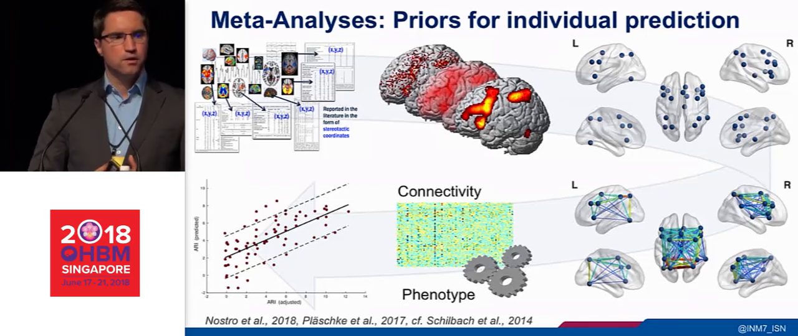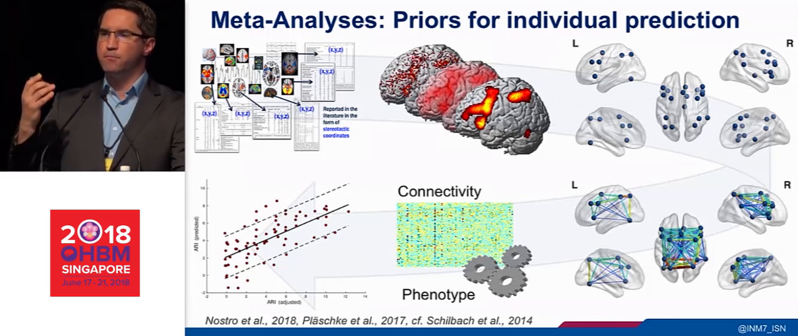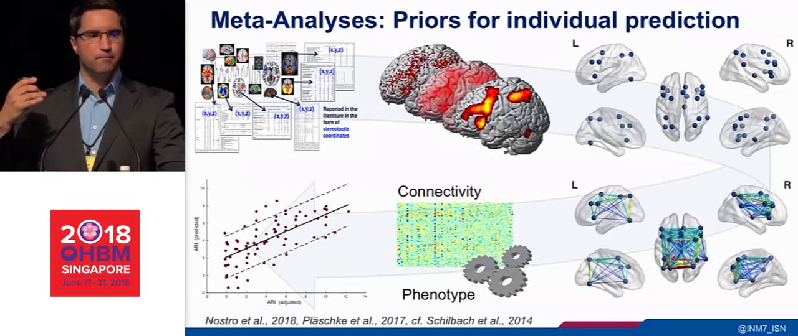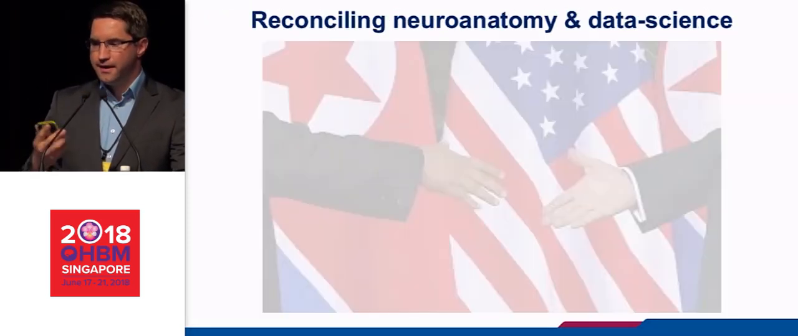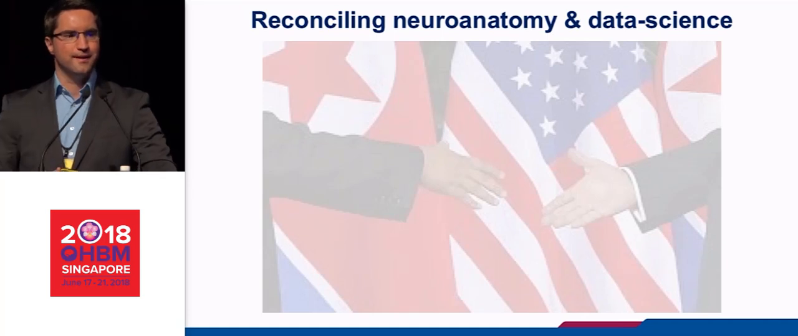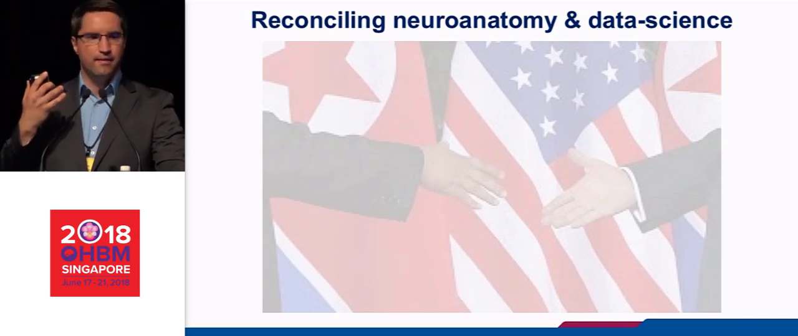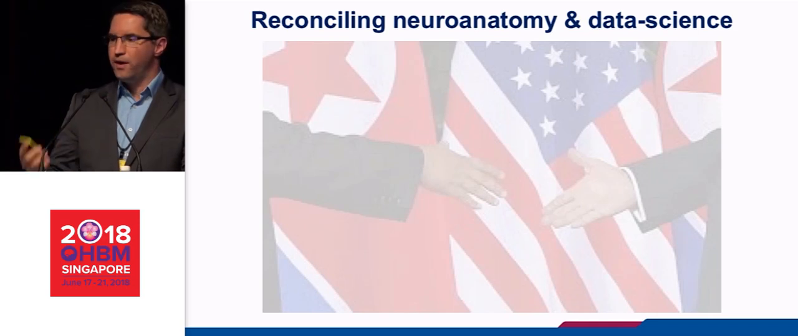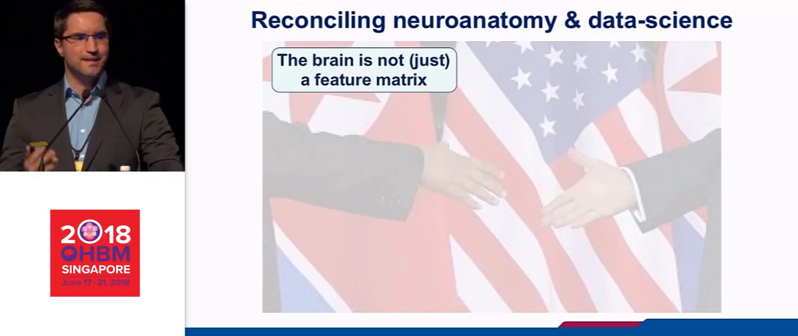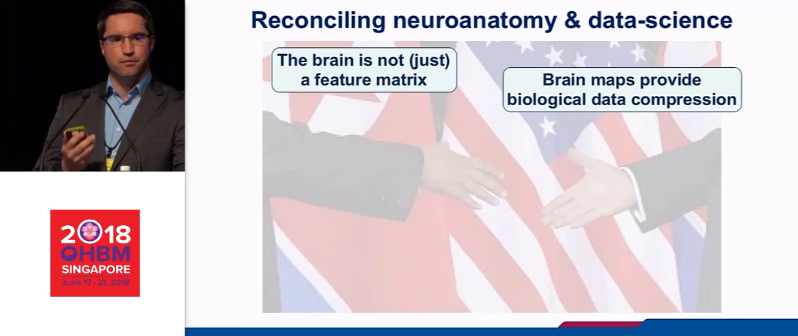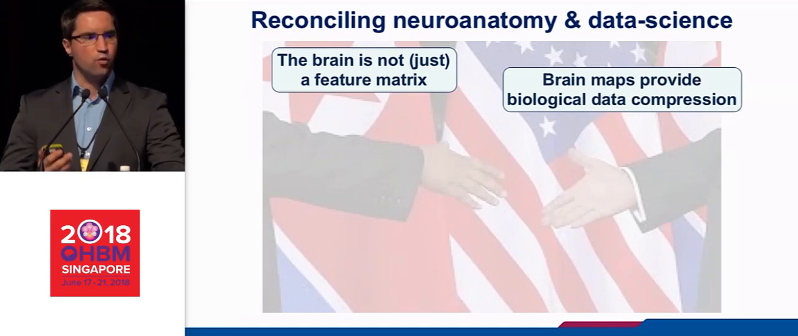So I hope it became clear throughout the talk that the underlying topic is we need to bridge these sort of big data, machine learning, predictive analysis, and the detailed look at brain organization. And in keeping with something that was a big topic here in Singapore last week, I would suggest that we need to more reconcile the precise deep neuroanatomy with the big data science approaches, because the brain is not just a feature matrix. It's actually something that's interesting in itself. Brain maps can provide a biological data compression that is actually meaningful and that transfers also across modalities.